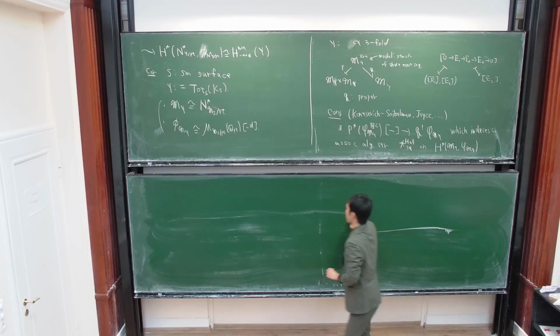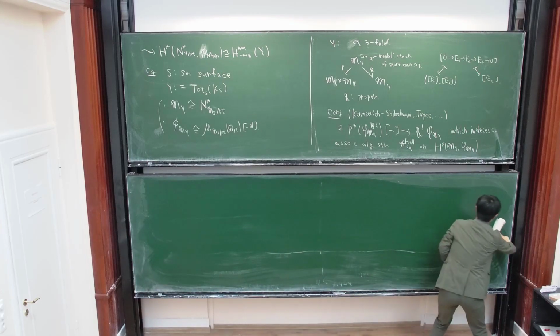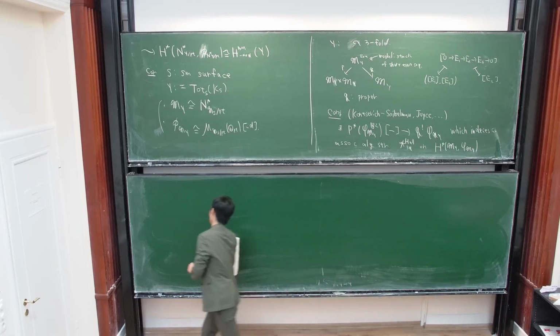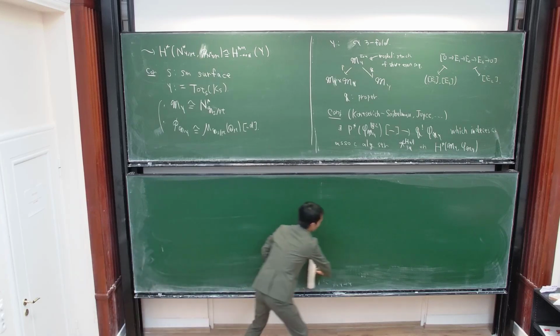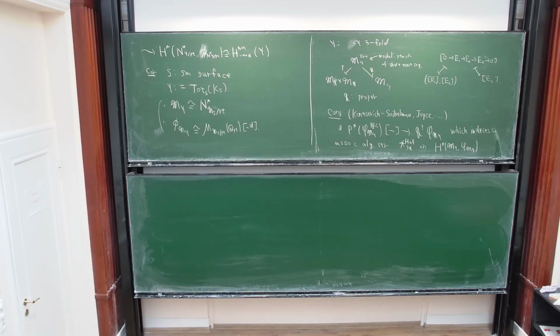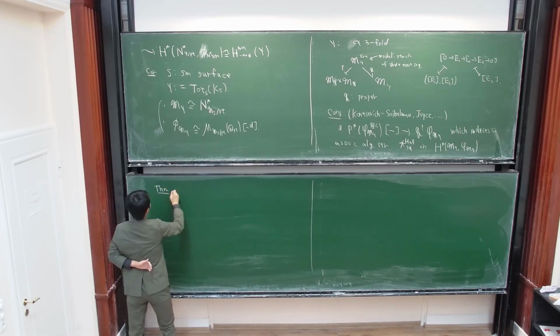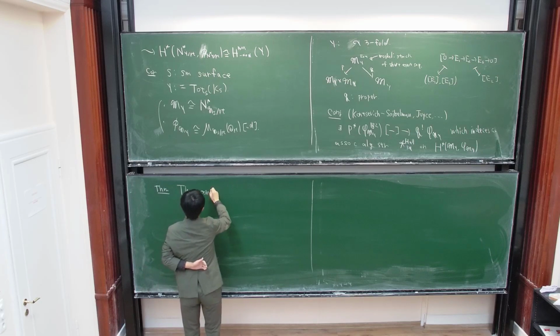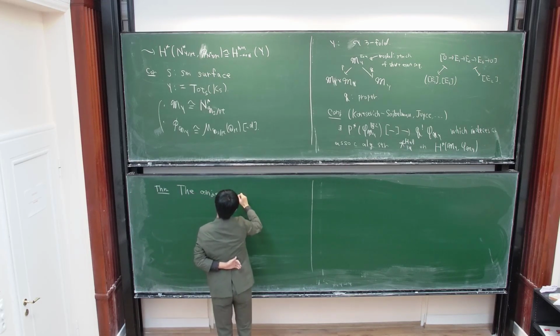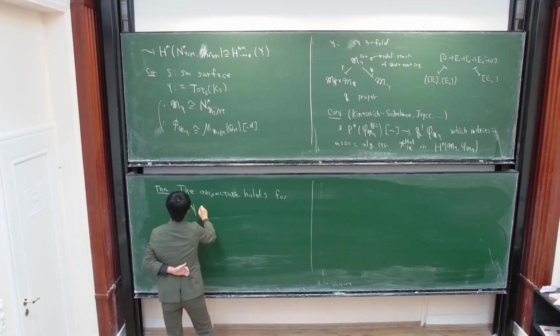Okay, so what I have proved with Adeel Khan is that this can be proved for local surfaces. The conjecture holds for the total space of the canonical bundle.